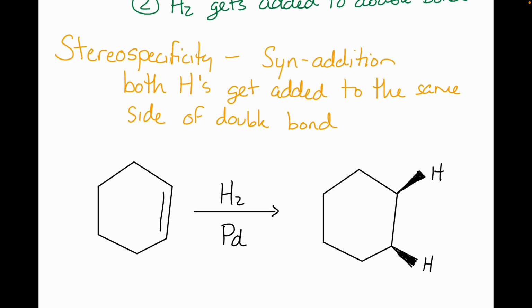Okay, so again, this is a syn addition. We have no mechanism that we have to know for this one. There's no electron pushing arrows that we have to know for this one, but we do have to know its stereospecificity, the fact that both of these hydrogens will be added to the same side of that double bond.